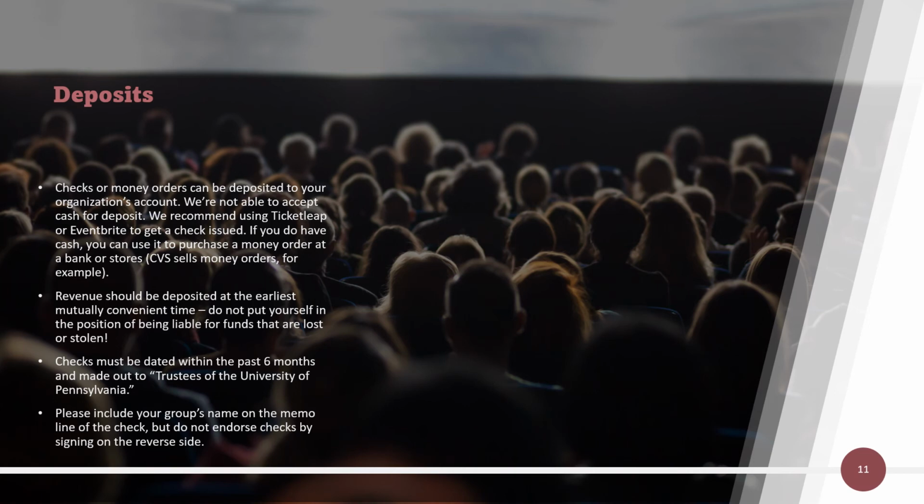Do not put yourself in the position of being liable for funds that are lost or stolen. Checks must be dated within the past 6 months and made out to trustees of the University of Pennsylvania. Please include your group's name on the memo line of the check, but do not endorse checks by signing on the reverse side.